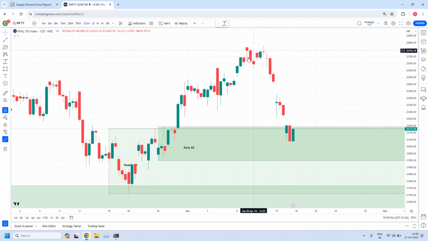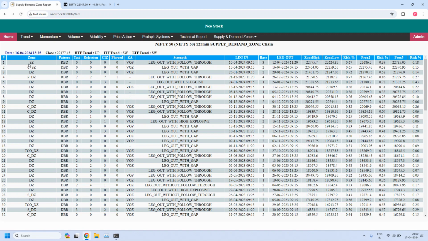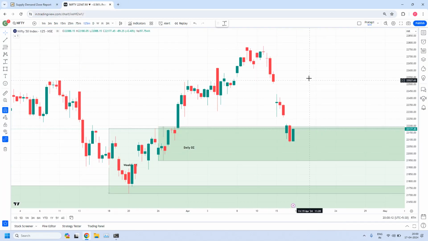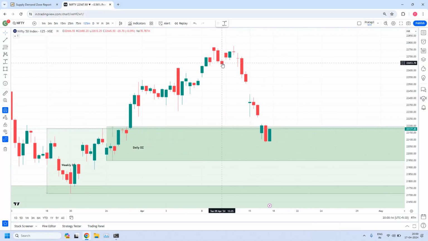Where you thought there was a daily supply zone, in that area there are 125-minute zones and probably you may see 75-minute supply zones. So let me draw the supply zones. The first one is on 10-4, 9:15, 3 base candles. So when is 10-4, 9:15? So this is the one, 10-4, 9:15.